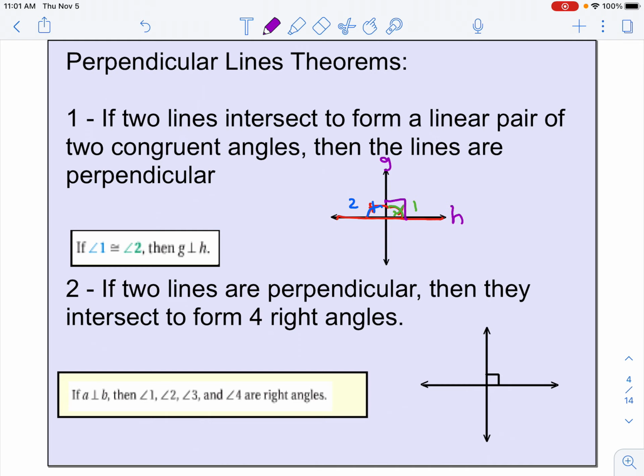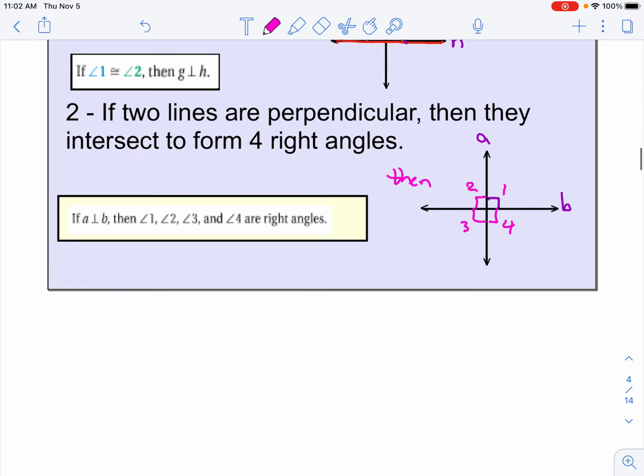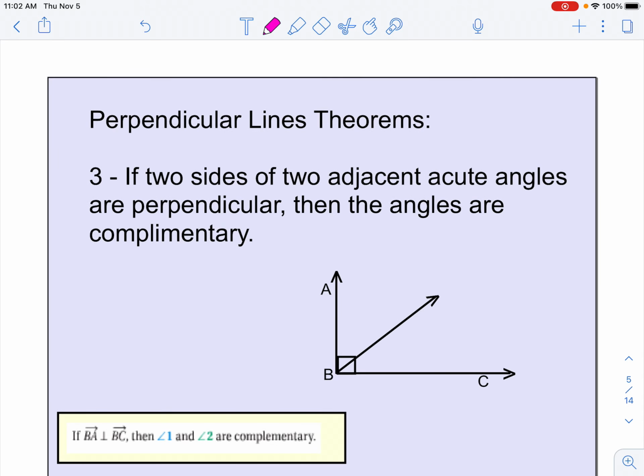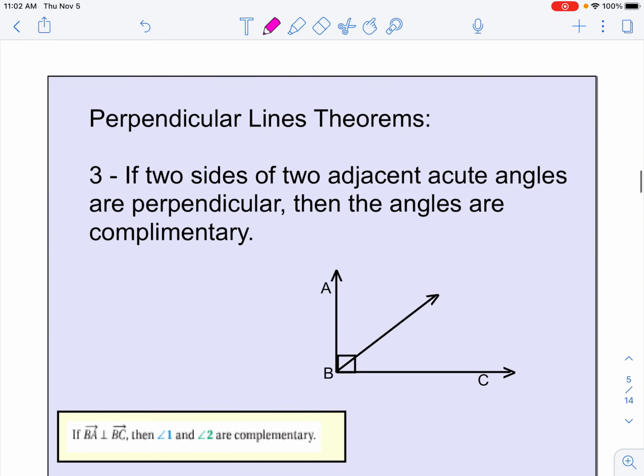The second one says if two lines are perpendicular, then they intersect to form 4 right angles. So if A is perpendicular to B, that's what we can see right here, then angle 1 is a right angle, and angle 2 is a right angle because of a linear pair. Angle 3 would have to be a right angle from vertical angles, and again, vertical angles or linear pair make angle 4. So you have 4 right angles that come from that. Okay, these are kind of obvious theorems, but they have been proven, so let's keep going.